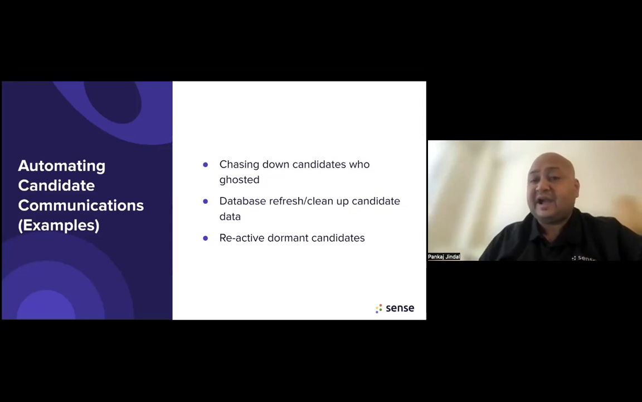Anytime somebody comes back to you, you reached out to them, they came back to you and said, nope, I'm not looking for a job right now, immediately update that profile. It's not information just one of the recruiters should have. It should automatically update your database.